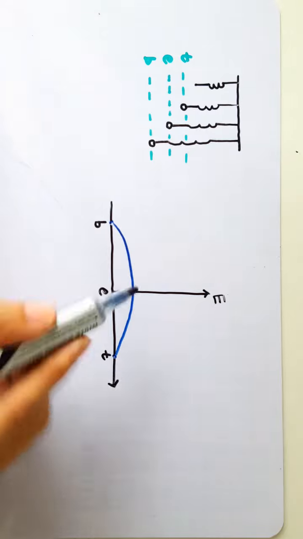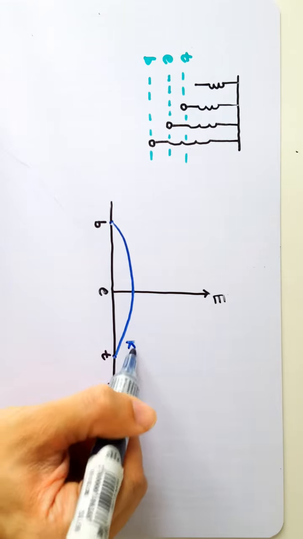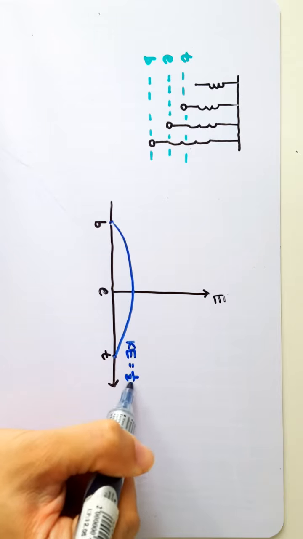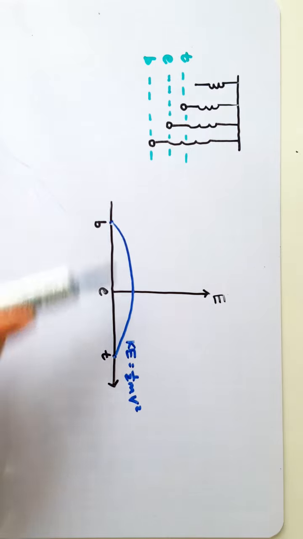And it's going to be a quadratic curve. Is it quadratic? Yeah, quadratic curve. So KE is given by half mv squared. It has got to be a quadratic curve. Maximum at the equilibrium, 0 at the extreme positions.